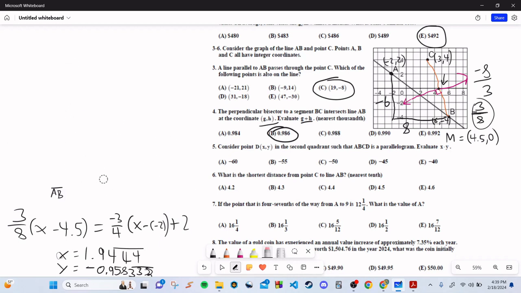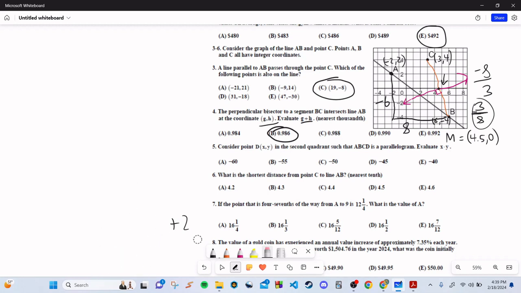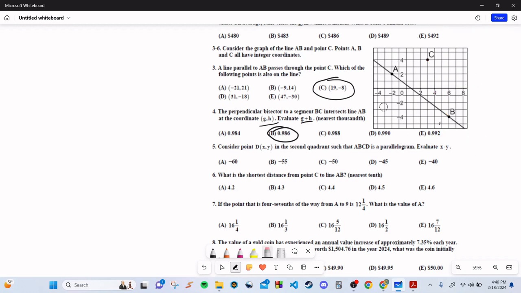All right, so question 5. Consider D with coordinates (x, y) in the second quadrant such that ABCD is a parallelogram. So evaluate x times y. Okay, this is not too bad of a question.